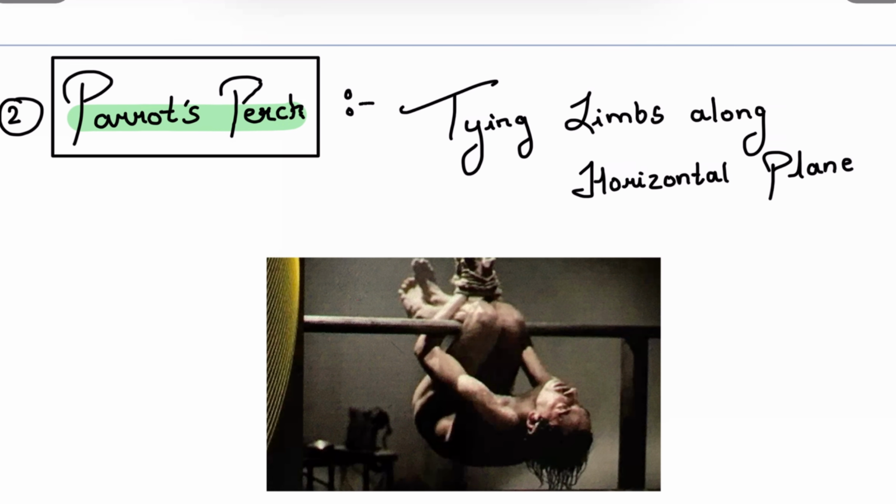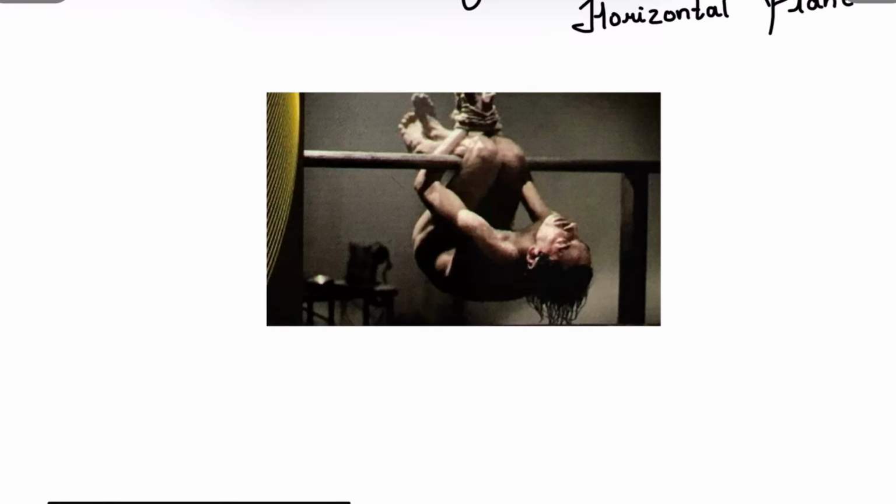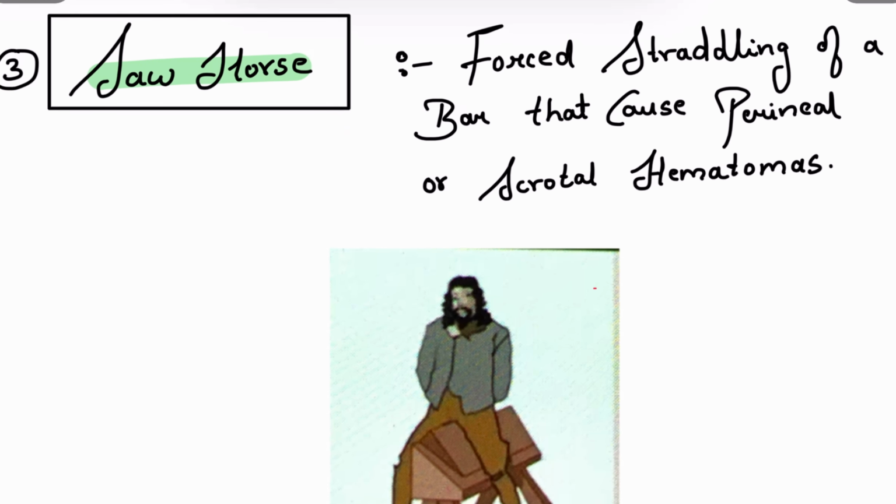Another torture is parrot perch. In this image you can see a person tied to a rope on a horizontal plane. Here is the rope and this is the horizontal plane, and the person is tied. In this torture there is intense pain over the shoulder region and chest region. So it is very brutal. Let's continue to another one.